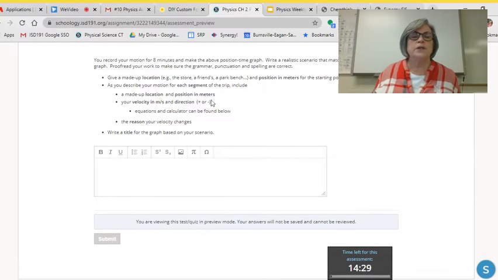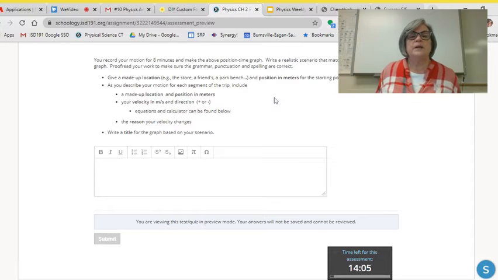So the first thing that you're going to do is to give me a made-up location, like a store, a friend's house, a park bench, whatever it happens to be, for your starting position. And I would like you to give me the position in meters. So you're going to have to go to the y-axis and tell me what the position is, as well as what that location or what that point represents location-wise.